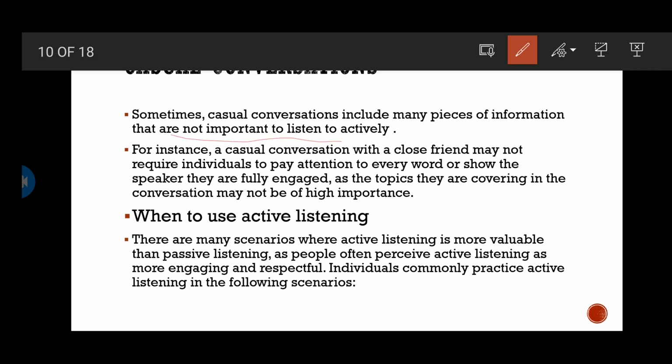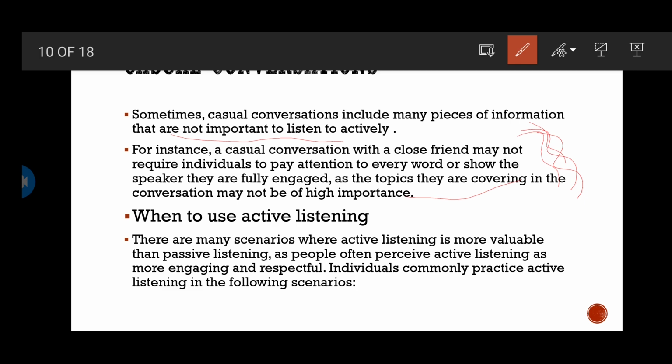For instance, a casual conversation with a close friend may not require an individual to pay attention to every word or show the speaker they are fully engaged, as the topics they are covering may not be of high importance. Like when you are discussing a match or something outside of your academics, then you can perform passive listening there, not giving particular attention to each and every word. You can't quite call it passive; it will be semi between passive and active. There you can perform even passive listening. These are the situations where you can use passive listening.